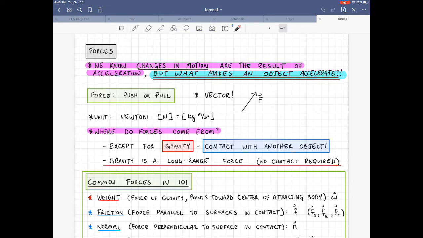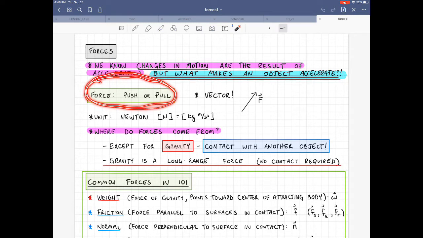And that is tied to this idea of forces. So, a new physical quantity we're going to introduce is the force. So, what makes an object accelerate? Well, the forces that act on an object essentially determine whether or not an object accelerates. And so, what do we mean when we say force?